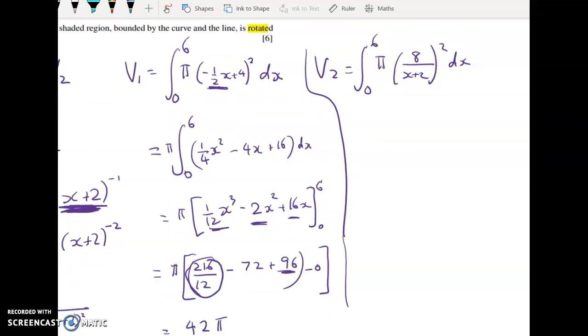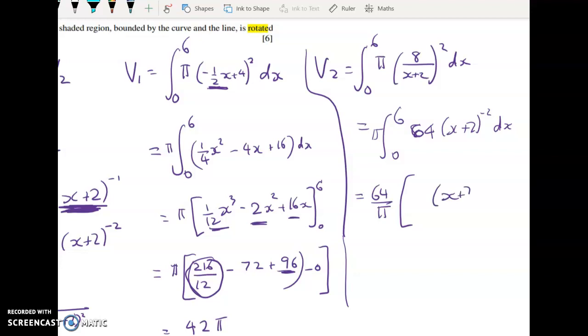If I now turn to this one, now this looks bad, but it's actually not bad. This is the integral of not 8, but 8 squared, so 64, times x plus 2 to the negative 2 dx. So that's equal to 64 times pi times the integral, so we're going to raise the power by 1, x plus 2 to the negative 1, and then we times by negative 1, because when I differentiate that, I get a negative and I don't want it.